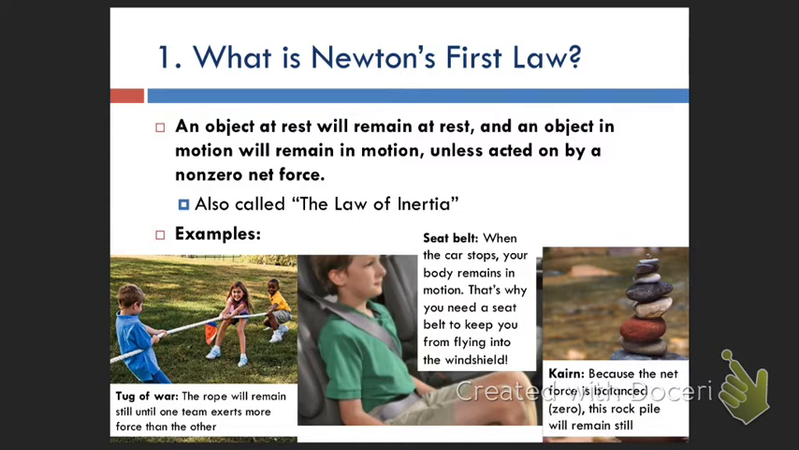If you imagine you're driving down the interstate and you have a bug coming towards you, the bug gets splattered against the windshield. That's because your car has more inertia than the bug. It has more mass, and so unfortunately the car is going to win in that situation versus the fly that you collided with. Another really important place that you see this is in car safety. When the car stops, your body remains in motion, and that's why you need a seatbelt to keep you from flying into the windshield.